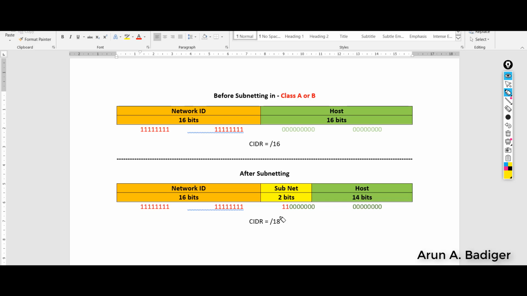So subnetting will increase the number of mask bits to the right side. We had only 16 ones and 16 zeros here, but now there are 18 ones. It has increased the number of mask bits. So by subnetting we can increase the number of networks, whereas the number of hosts will be reduced. This case is applicable for class A or class B. Whenever we require more networks, we go for subnetting.